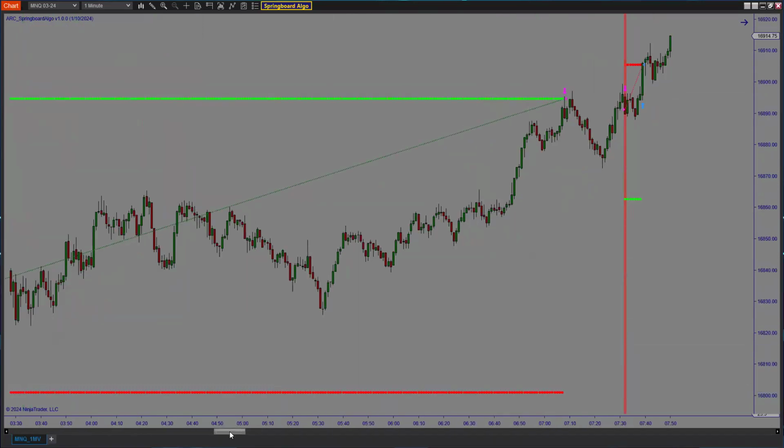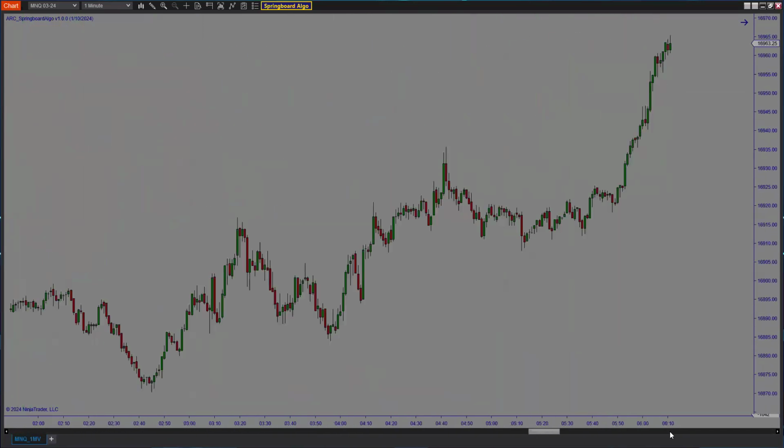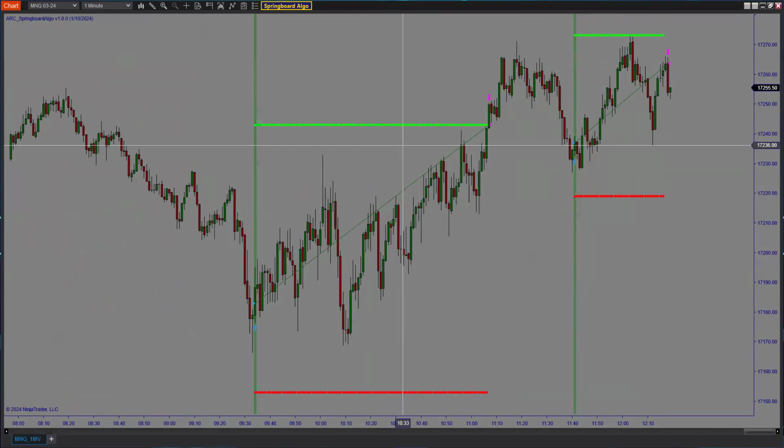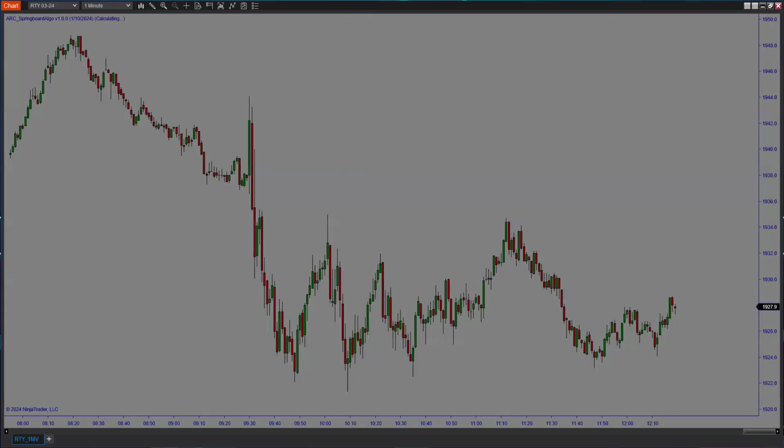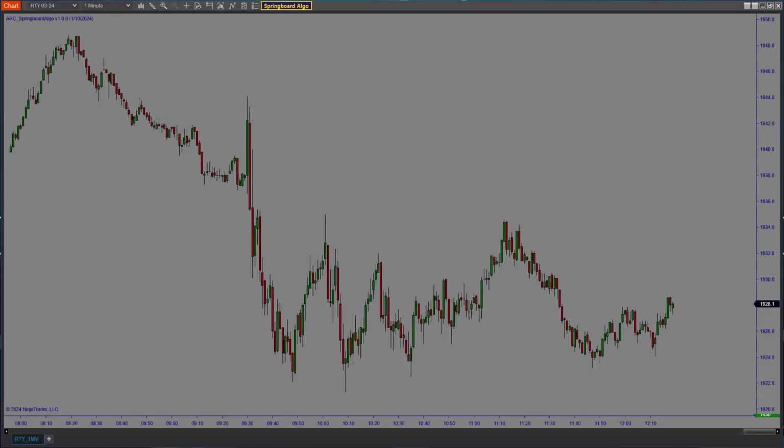So cool. So that's what the algo is doing. So this is MNQ. Let's go look at another market. Let's look at RTY and just see what that looks like. We'll need to set it differently, obviously, and see what it can do. Oh, you have it. My version doesn't. Let's go look.